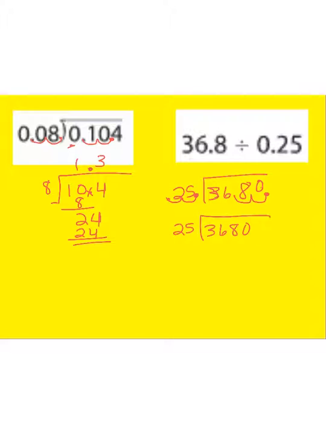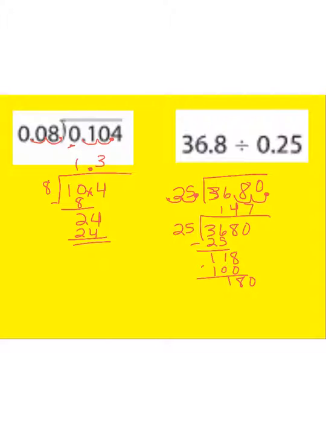25 goes into 36 one time. 1 times 25 is 25. Subtract, bring down. 25 goes into 18. I know 4 25s are 100, so I'll go ahead and go with what I know, a friendly number. And subtract, leaves me 180. 25 goes into 180. I know that, let's see, 5 quarters would be 125. 6 quarters, 150. 7 quarters would be 175. So let's go with 7.